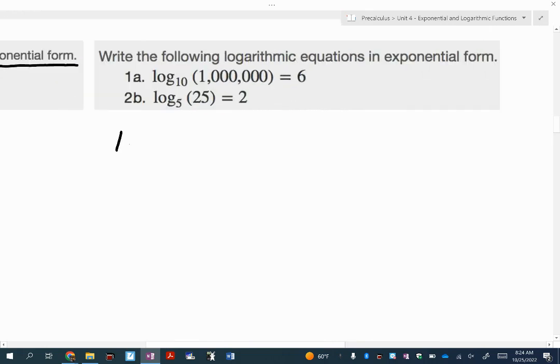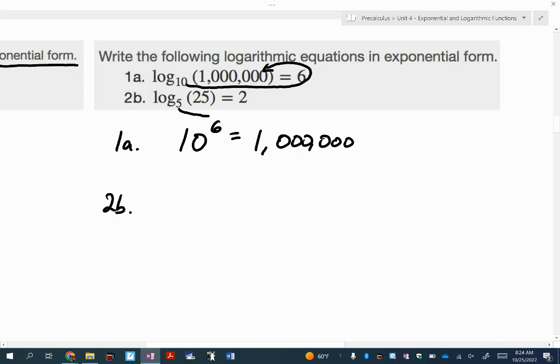Same idea. All right, 10 to the 6th power equals 1 million. Let's do the next one. 5 raised to the 2nd power equals 25.